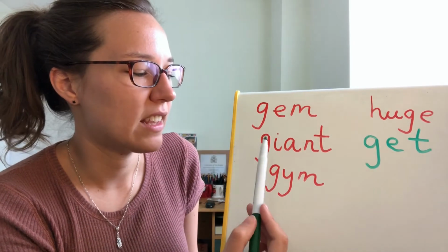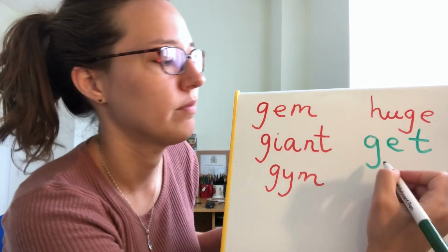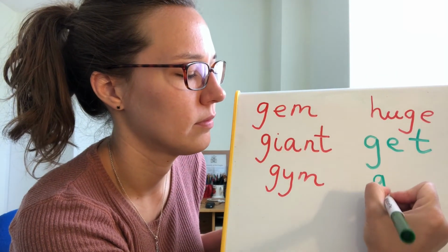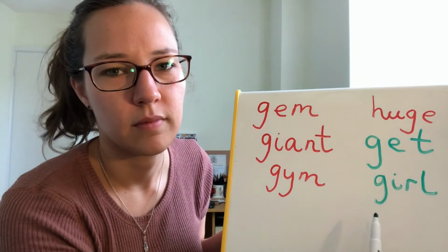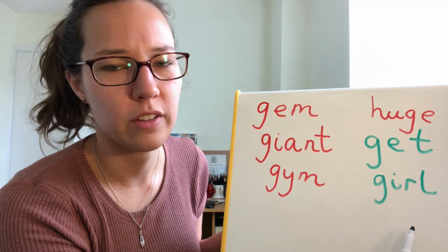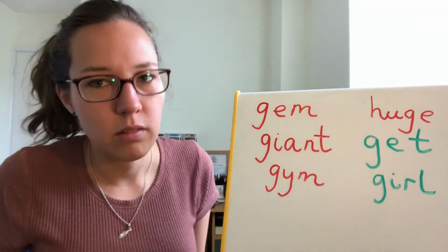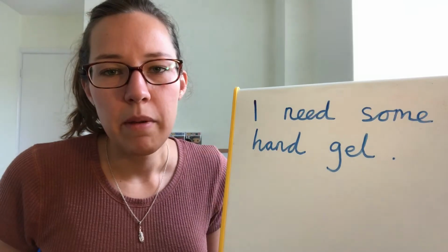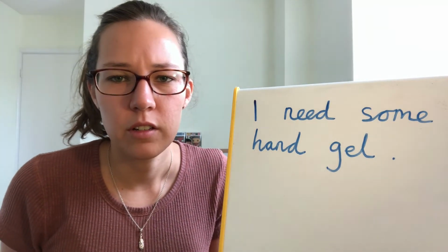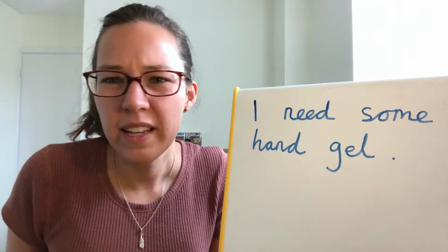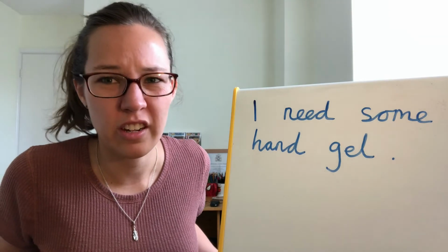I also said that you often get the J sound next to the letter I, but again, this doesn't say jirl, it says girl. So if the rules are broken, what do we do? When we're reading and we come across the letter G and we're not sure if it makes the hard G or the soft J sound, we can sound it out and see which one sounds right, which one makes a real word rather than a nonsense word.